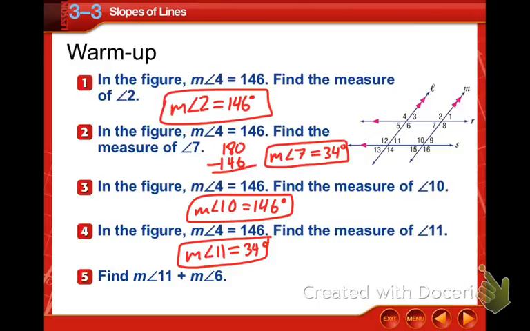And then we need to add angle 11 and angle 6, so we know what angle 11 is. Angle 6 is vertical to angle 4, which means it's 146, and 146 plus 34 is 180.